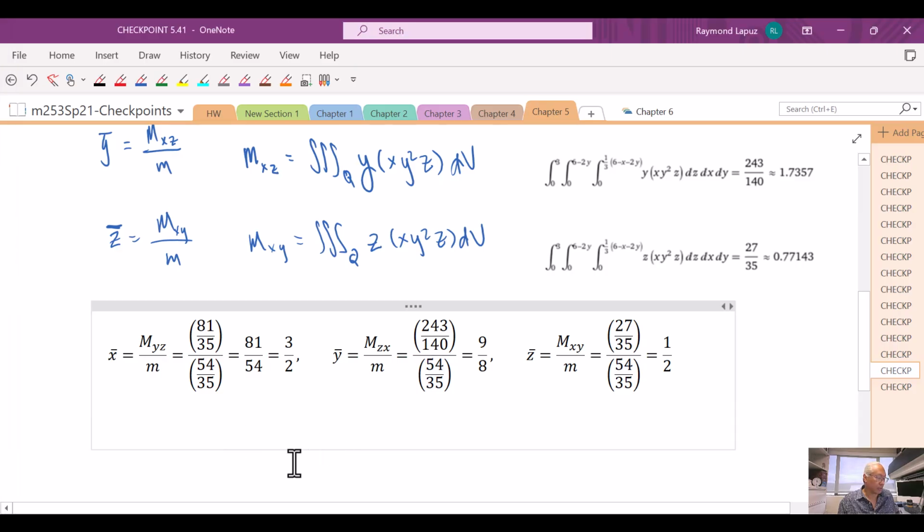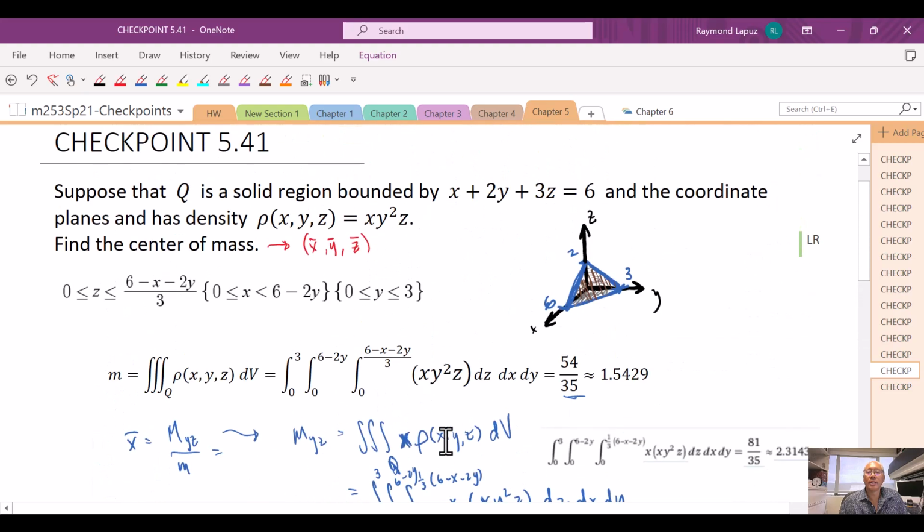So our final result would be that the center of mass is equal to this three-dimensional point. If we take that point, 3 halves, 9/8, and 1/2, somewhere within this solid you'll have your center of mass.